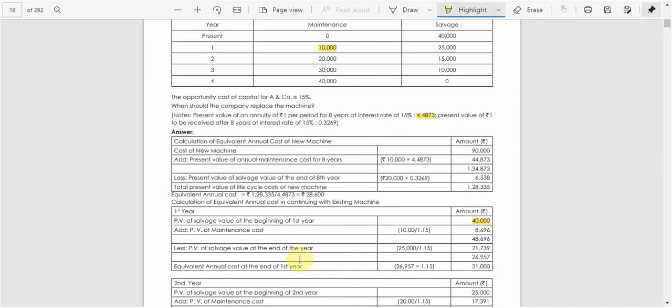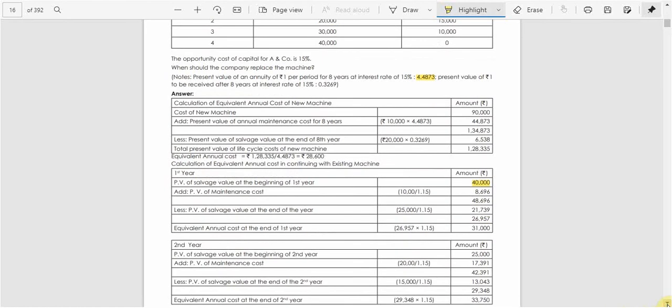And we need to calculate the equivalent annual cost, where the total cost should be divided by 1.15, right, which comes to 31,000. This is for the first year.